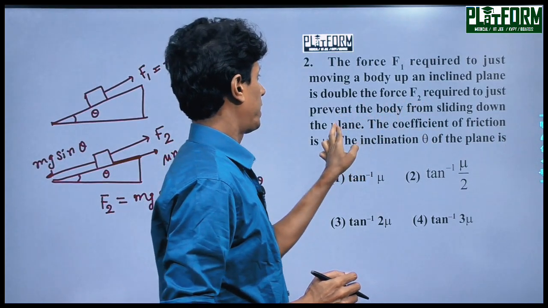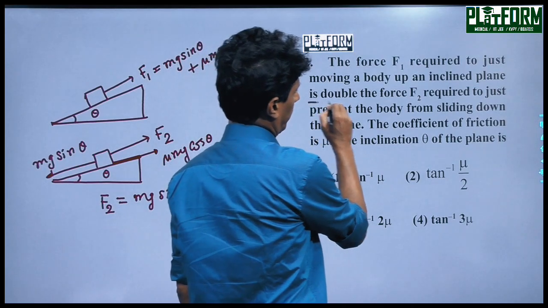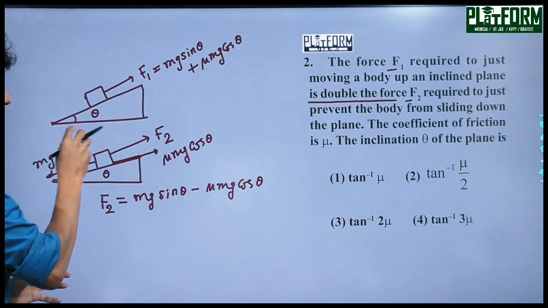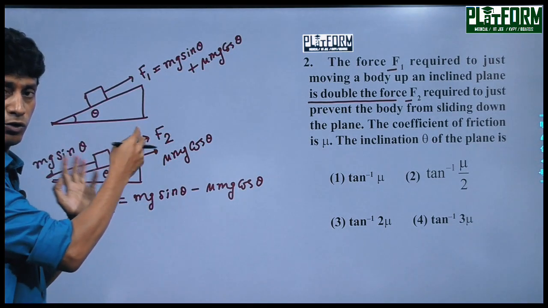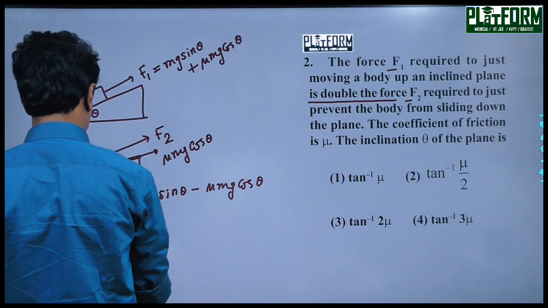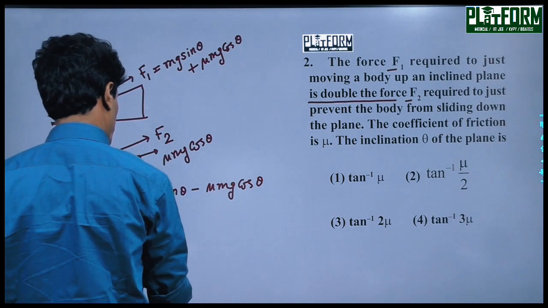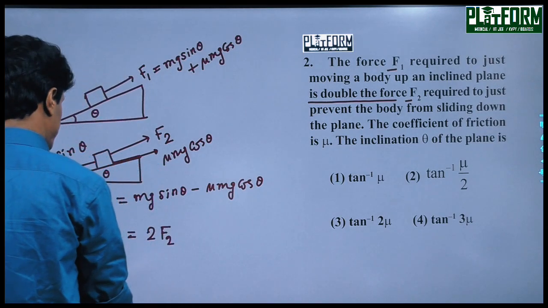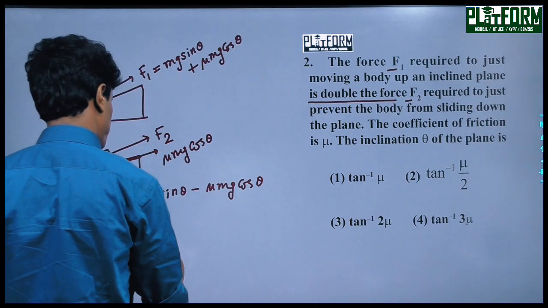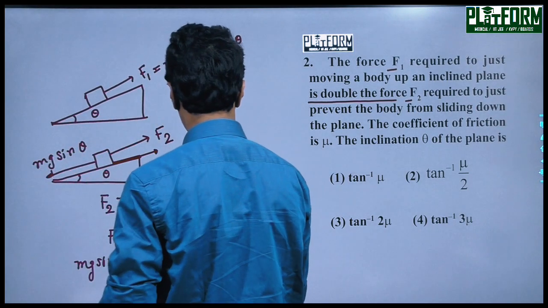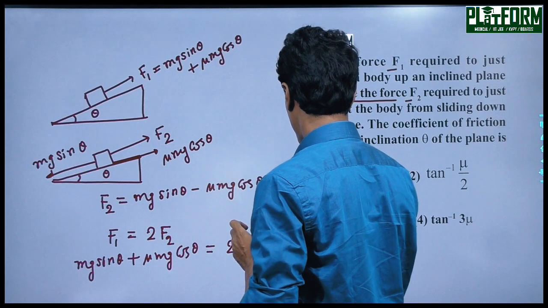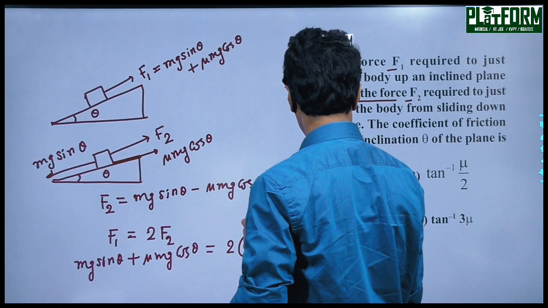F2 is the minimum support required to just prevent the body from sliding down, or to keep the body stationary on the inclined plane. And this force F1, according to the question, is given as F1 equal to 2F2. So we can write here mg sine theta plus mu mg cos theta is equal to 2 mg sine theta minus mu mg cos theta.